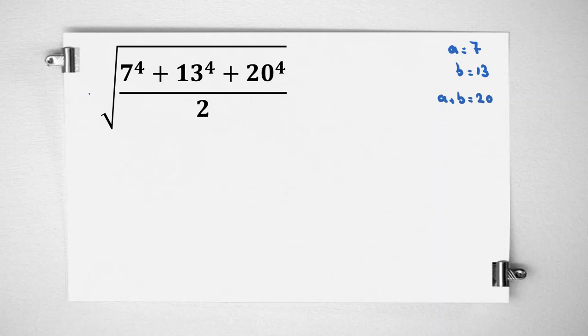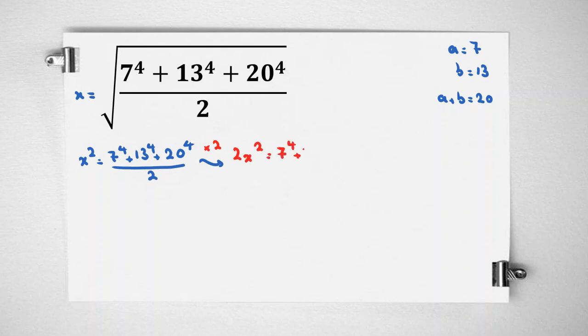Now let's consider this one is x. We want to calculate x. So we know x squared, if you raise to the power of 2, equals 7 to the 4 plus 13 to the 4 plus 20 to the 4 over 2. Then we multiply both sides by 2. It will be 2x squared equal to 7 to the 4 plus 13 to the 4 plus 20 to the 4. Now we want to focus on calculating this part.